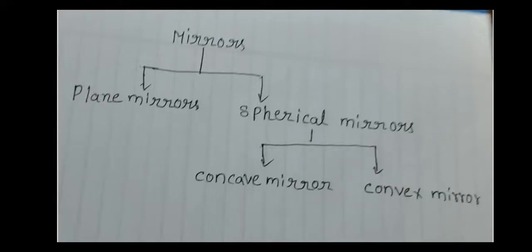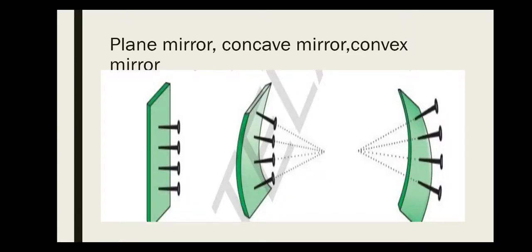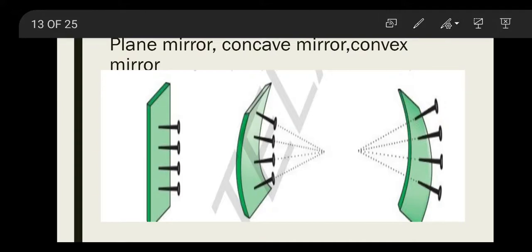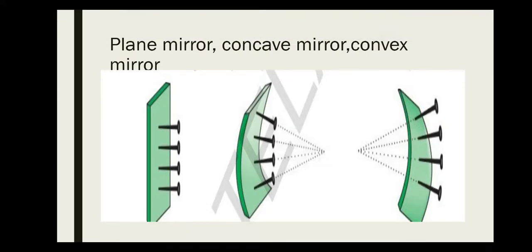See here the flowchart classification of mirrors: plane mirrors and spherical mirrors. Spherical mirrors are again classified into concave mirrors and convex mirrors. See here the types of mirror. The first one is plane, the second is concave, the third is convex. In the plane mirror all lines are straight, and you can easily point out the normals. But in the concave mirror, once you bend it, these lines are all converging at a point. In the convex mirror the rays are diverging. The center line is called the normal. These are the mirrors.